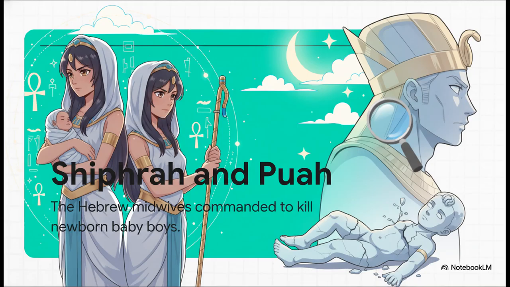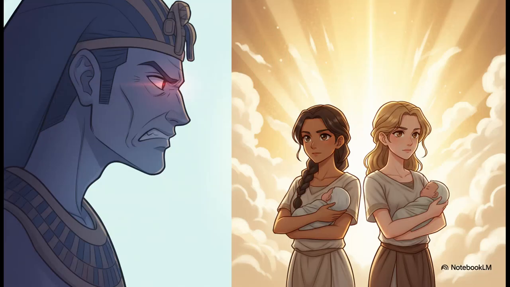But the text makes absolutely sure we remember the names of the two ordinary women who stood up to him, Shifrah and Puah. Verse 17 highlights the ultimate act of civil disobedience. These midwives had a choice, right? Obey the most powerful man on earth or obey their own moral conscience. And the text tells us they feared God, so they completely defied the king of Egypt. They deliberately let those infant boys live.